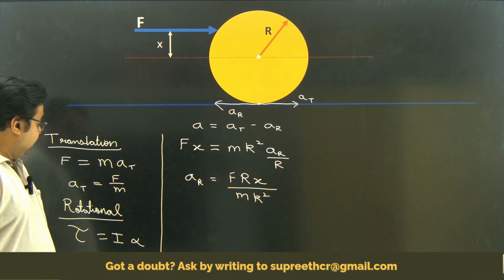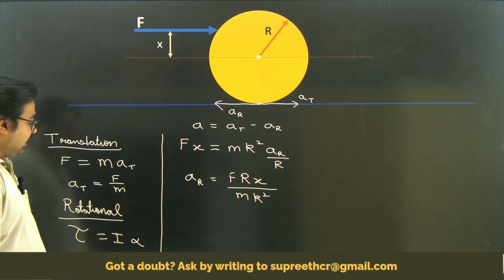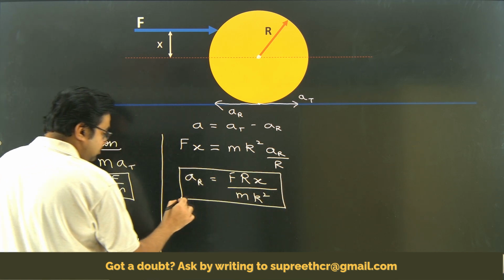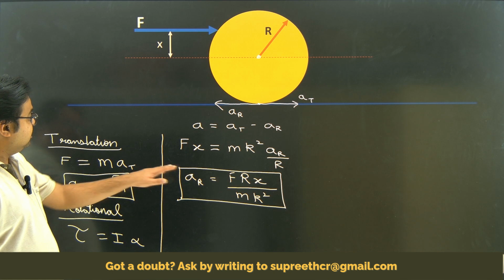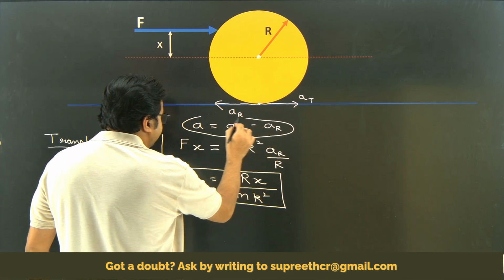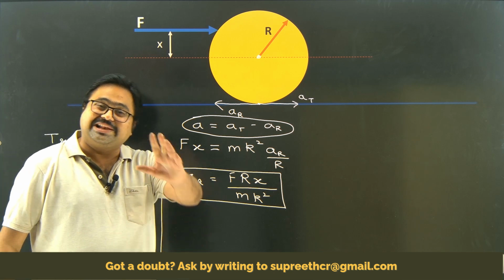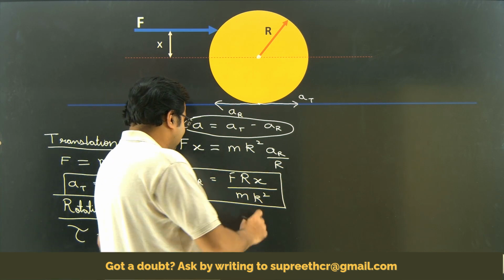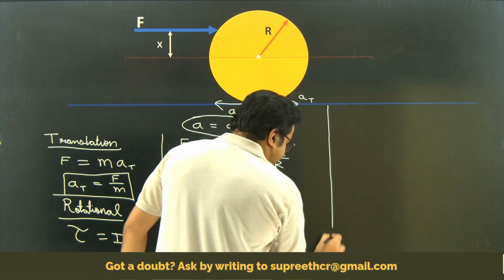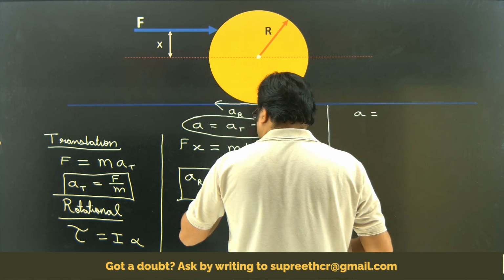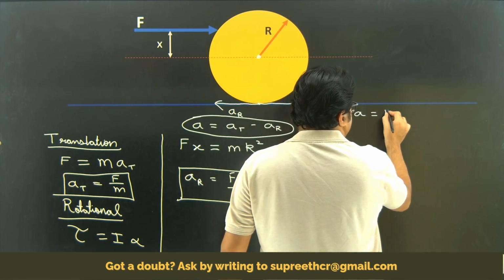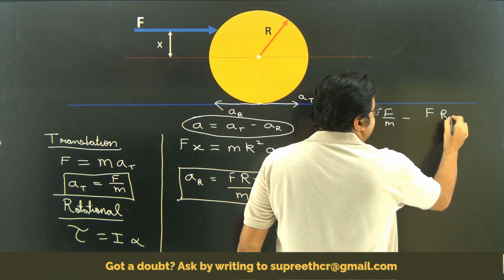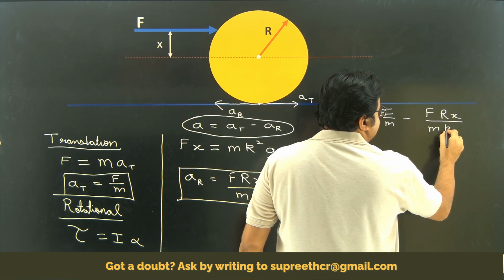Now that we know the translational acceleration of that point of contact and the acceleration due to rotation of the body, we can put both of these equations in this one, and you will get something fruitful. It would be a shortcut for you to do problems next time. So listen to me carefully. Put this here. Then the acceleration would simply become equal to at, which is F divided by m, minus AR, which is FRX divided by m k square.